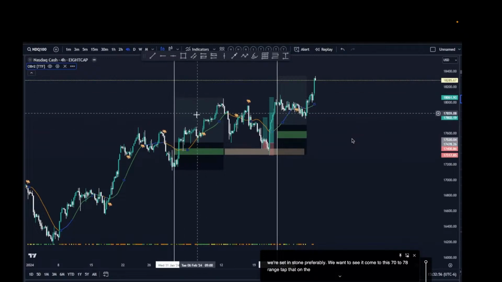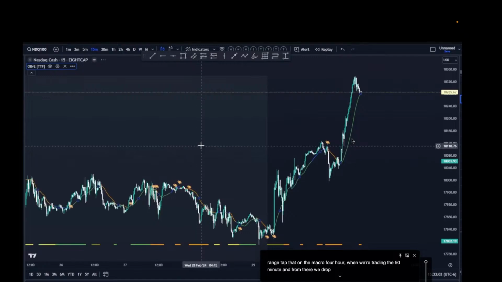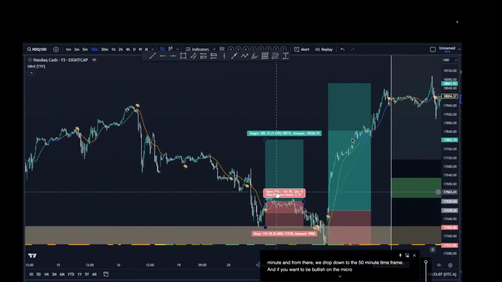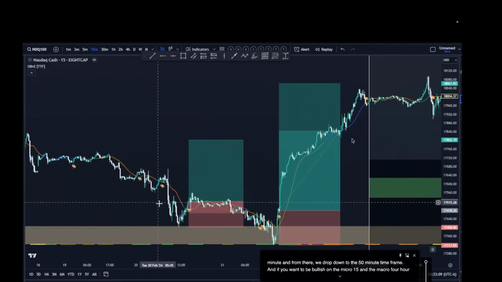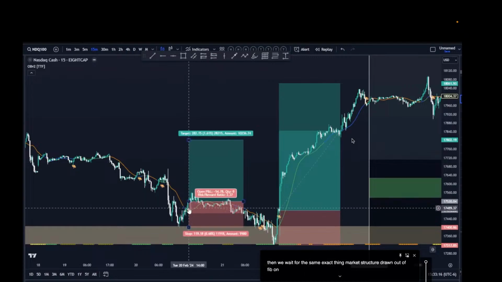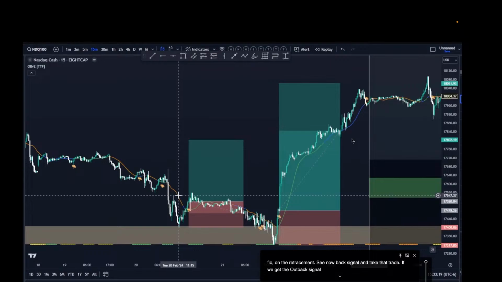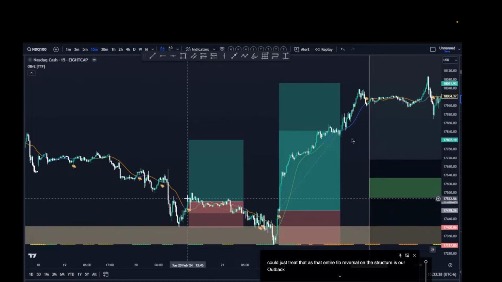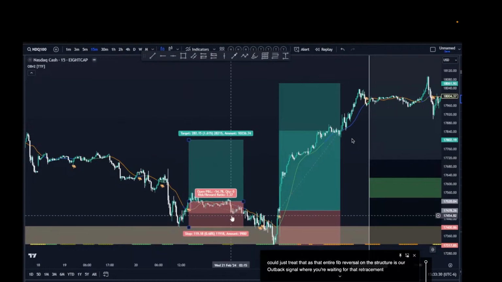Tap that on the macro 4 hour when we're trading the 15-minute. And from there, we drop down to the 15-minute time frame. And if you want to be bullish on the micro 15 and the macro 4 hour, then we wait for the same exact thing, market structure, drawing out a fib on the retracement, see an Outback signal, and take that trade. If we get the Outback signal before we get the market structure shift, then we could just treat that entire fib reversal on the structure as our Outback signal. We're just waiting for that retracement on the fib down.